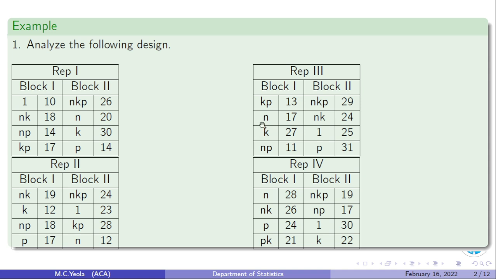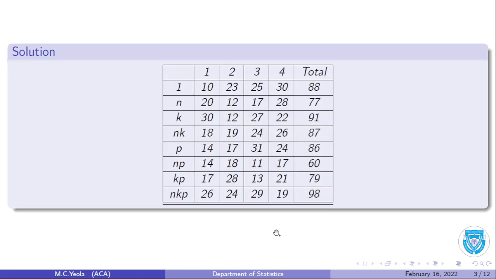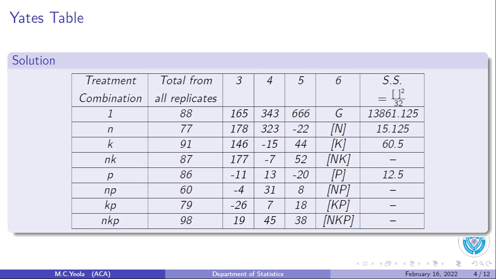So the NK treatment combination gets confounded here. In replication 4, other than this one, NP gets confounded here. Single factors are N and P. So the NP treatment combination gets confounded. So here NKP, here KP, here NK, and here NP. In such a way we get confounded treatment combinations, meaning all these 4 get confounded here. Because of that, we are not writing the sum of squares over here.